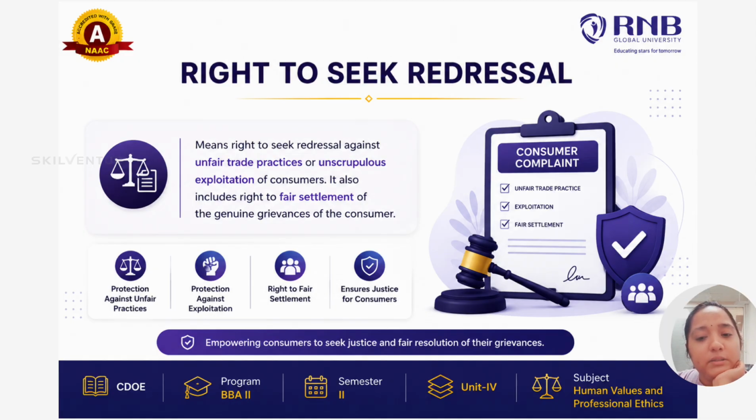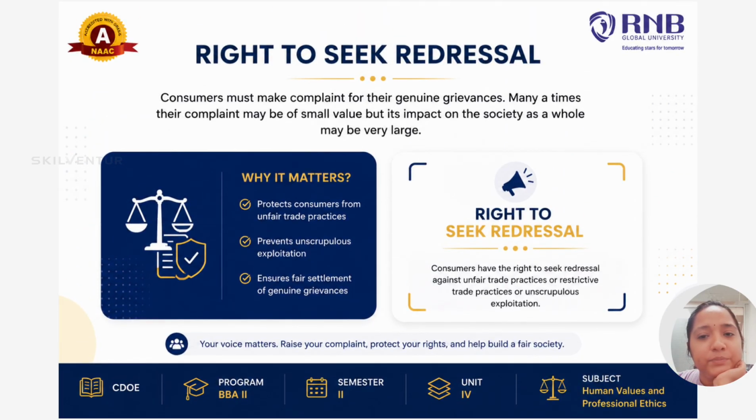Now let's move on to another aspect, and this right is very relevant. It is basically related to seeking justice or compensation against unfair trade practices or any exploitation by the sellers and the service providers. Suppose a consumer is cheated, or receives a defective good or poor quality services, they definitely have the right to take action and get their problems resolved. And it also includes the right to get a fair settlement of genuine complaints.